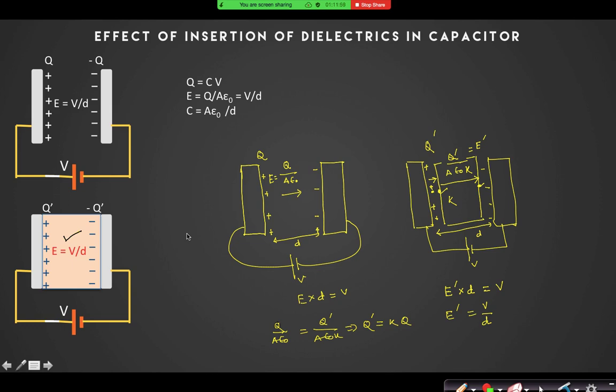Now if Q prime is increased by the factor K and potential is constant, can I say that the effective capacitance, which is C prime, Q is equal to CV, has also been increased by K times? Yes, sir. So if earlier it was A epsilon by D, now it is K into A epsilon by D.